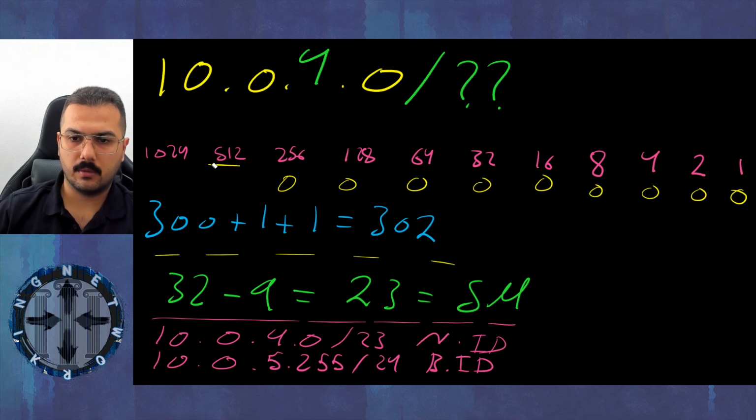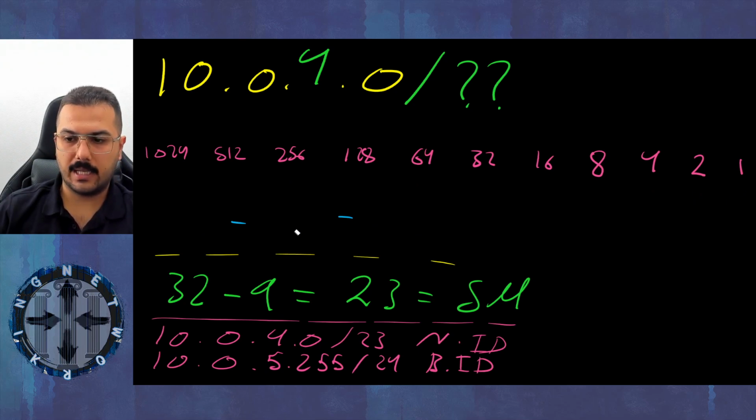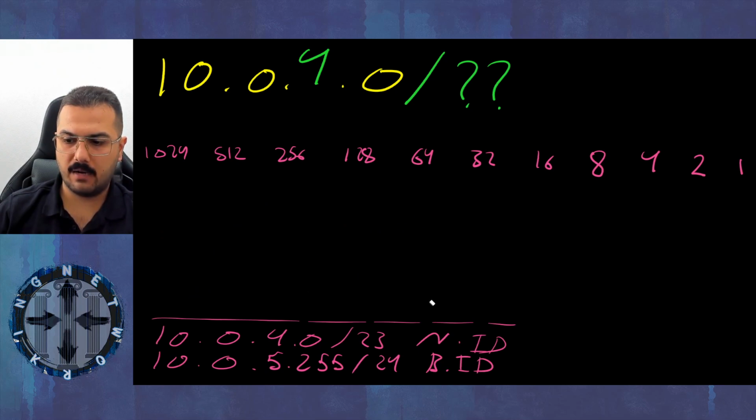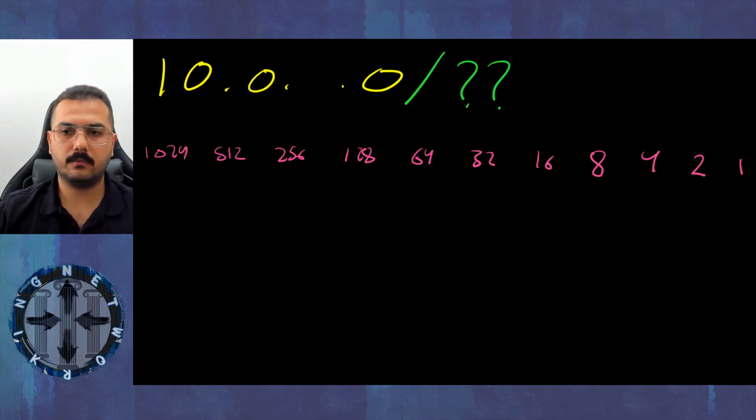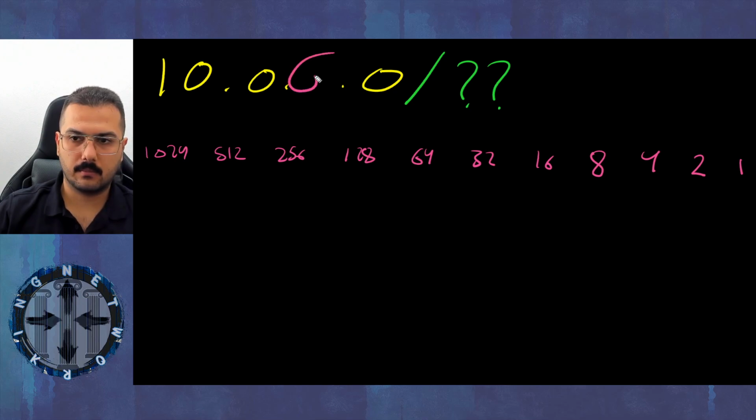Let me ask you a question. The broadcast ID is even or odd? Odd. We have reached the last IP address. If you did the VLSM correctly, you will reach 10.0.5.255. This means that the IP address after that, 10.0.6.0, is the next network ID for a different new network. Am I right? Hopefully, yes. So this is the new network that we will start with right now.